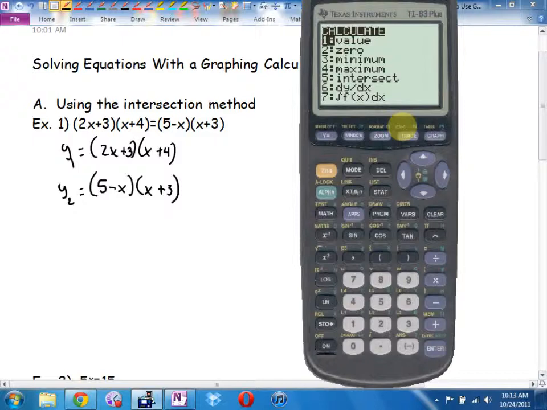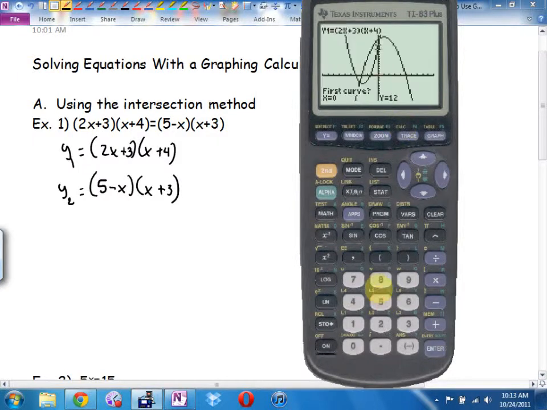Which one do you think I want to use here? So second function, trace. Look at the menus. Take an educated guess. Number 5, intersection. Yeah, so press the 5. And then pause. So you all get to this screen, and it should say, first curve, question mark, in the bottom of your screen.